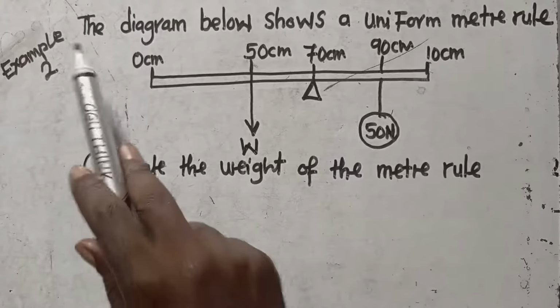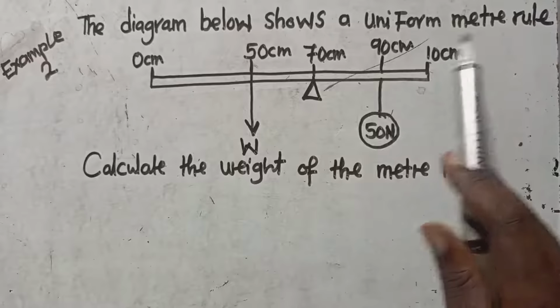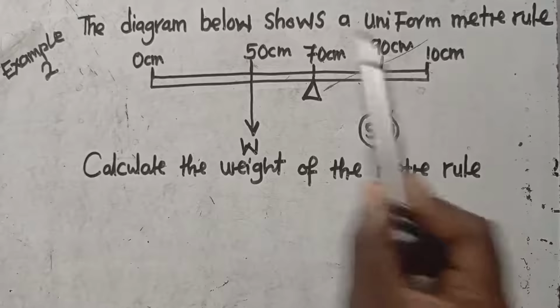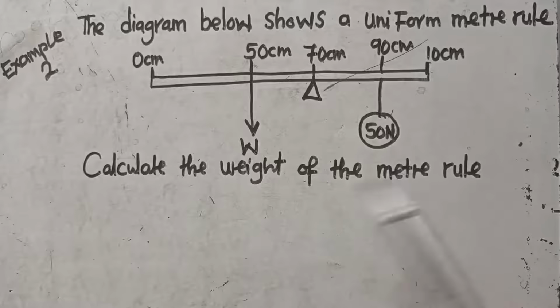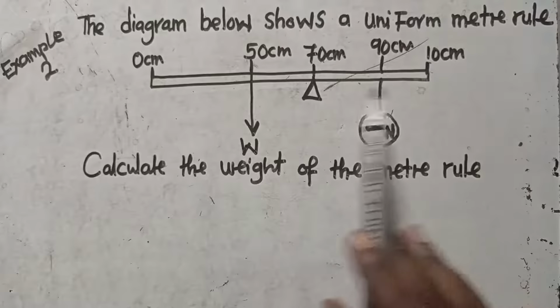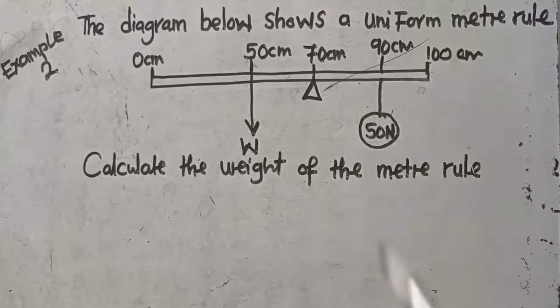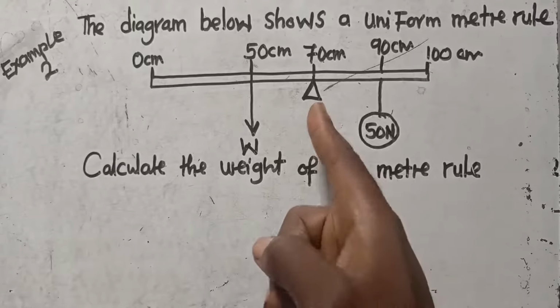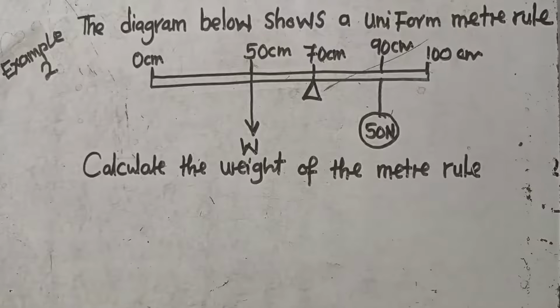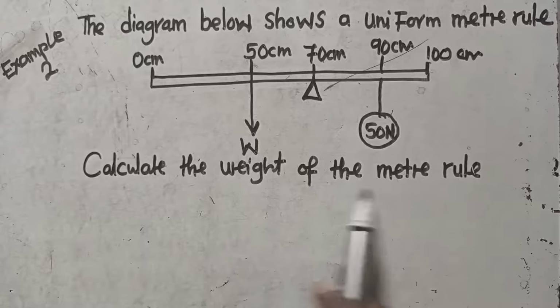The question is saying, the diagram below shows a uniform meter rule. So if you look at this particular question, the way it is, this is a uniform meter rule. So this is what? 100 centimeters. A meter rule, that is 100 centimeters. So it can be balanced by a knife edge, anything. So I just want you to understand what I am doing and the calculations that I am doing here. The question is saying, calculate the weight of the meter rule.